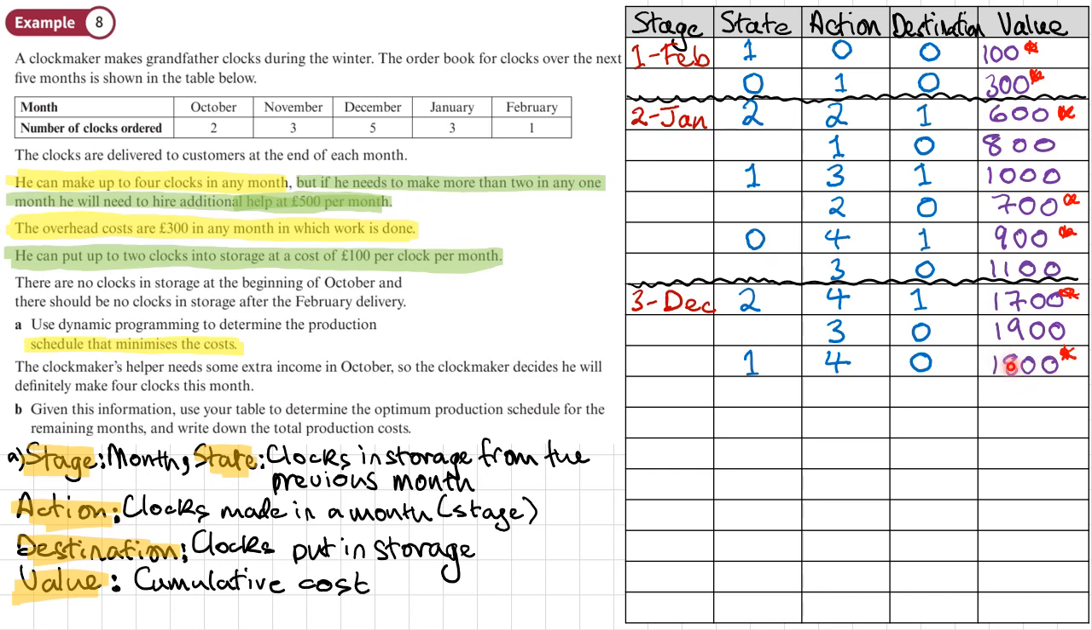Now this completes all the options for December. We can't have no clocks in storage from the previous month because we're not going to be able to make 5 in December. We can only make 4 in total, so we must have at least 1 from the previous month. So that completes stage 3. Stage 4 is November.